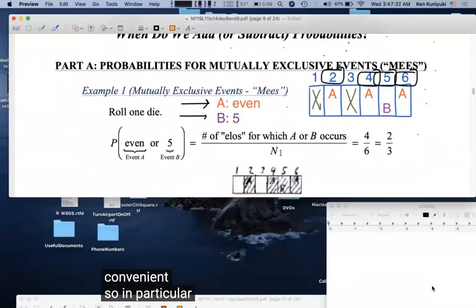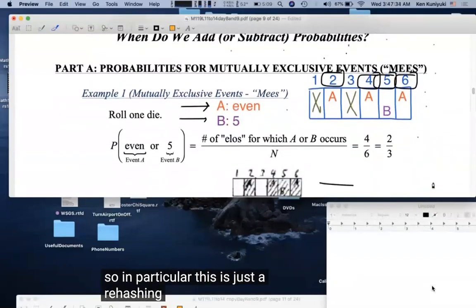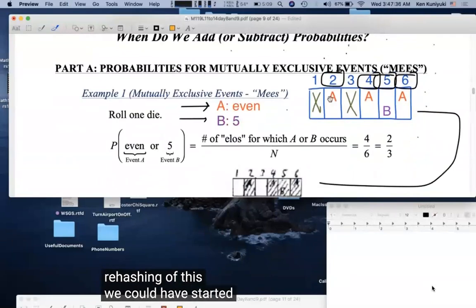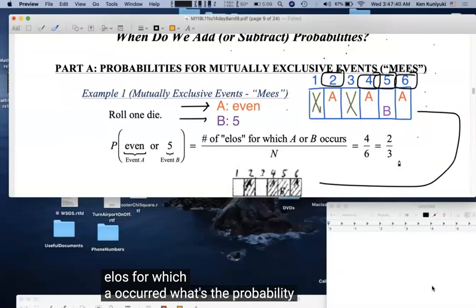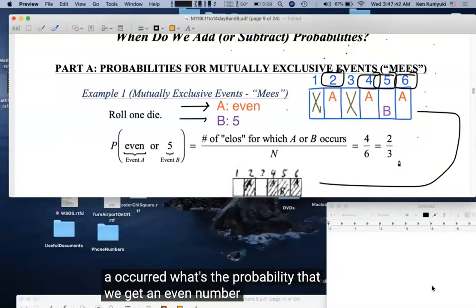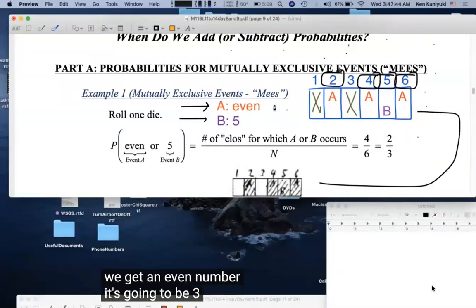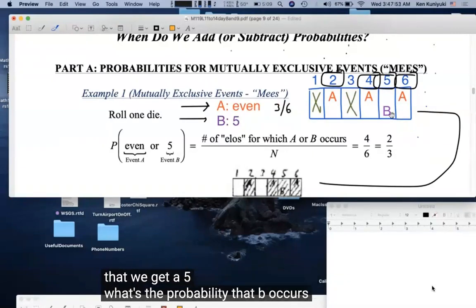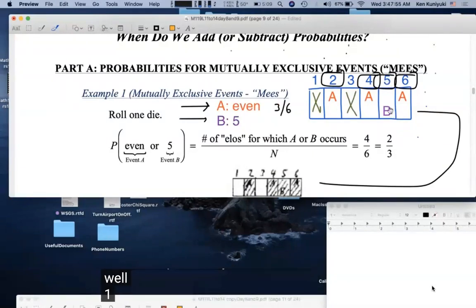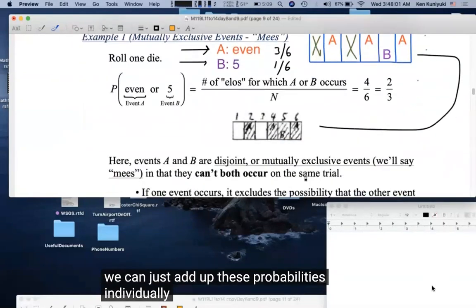So in particular, this is just a rehashing of this. We could have started by counting up the ELOs for which A occurred. What's the probability that we get an even number? It's going to be 3 over 6, or 1/2. What's the probability that we get a 5? What's the probability that B occurs? Well, 1 over 6.